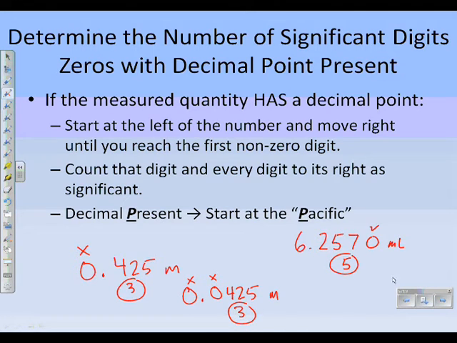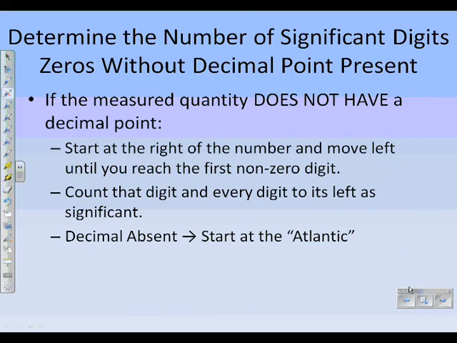Okay? The last rule being, if there does not have a decimal point, so let's say something like this, 6,500 kilometers. If there is no decimal point, zeros not significant. So this number would have 1, 2 because of the non-zeros, but this is not significant, this is not significant, this measurement only has 2 significant digits.